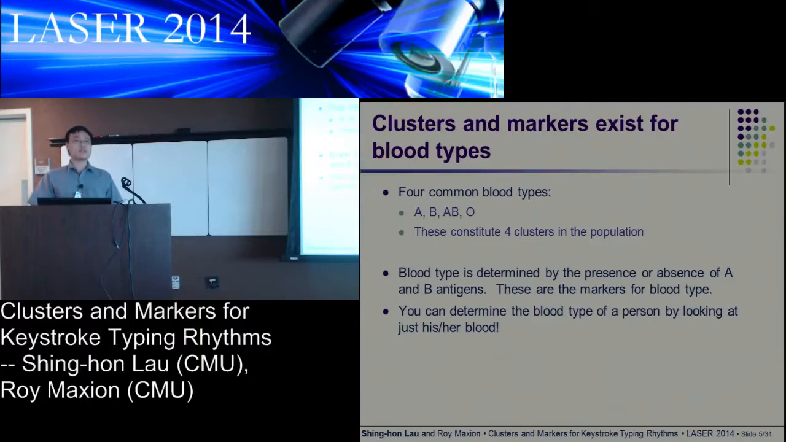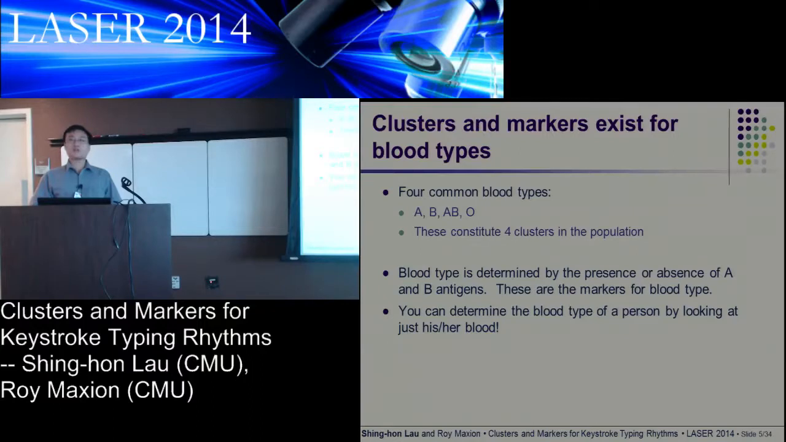And it's critical here that when you have a marker, you're able to determine the blood type of a person just by looking at his or her blood. You don't need to compare his blood to somebody else in the population, right? You just look at one person and you know that person's blood type.